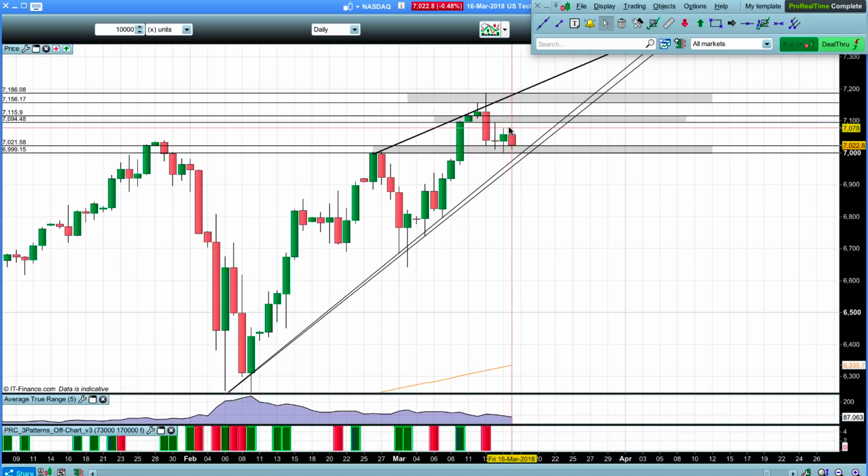Now we've had a spike up here. We've got a level sitting around about 7,080. I'm going to say that's a little bit more minor coming into this week. Really, I want to focus on these three. This remains key support at present.